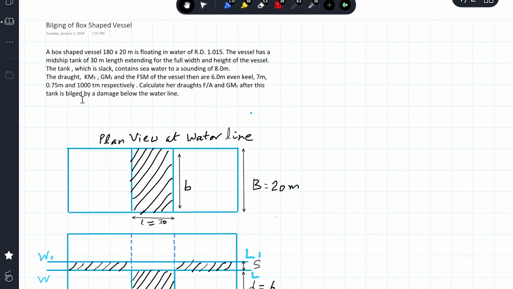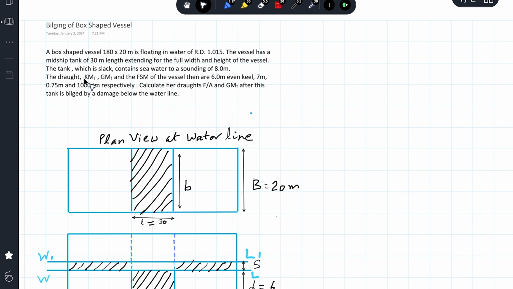This is a question from past papers on bilging. A box-shaped vessel 180 by 20 meters is floating in water of RD 1.015. The vessel has a midship tank of 30-meter length, extending for the full width and height of the vessel. The tank, which is slack, contains seawater to a sounding of 8 meters.